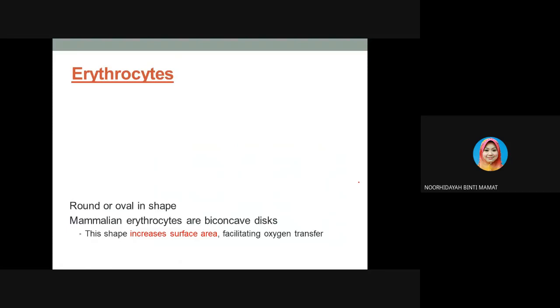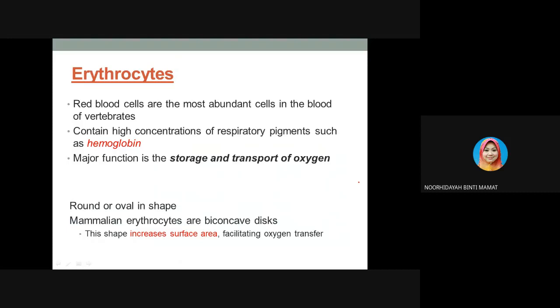So we move to the erythrocyte, which is red blood cells. The red blood cells are the most abundant cells in the blood of vertebrates. They contain high concentrations of respiratory pigments such as hemoglobin, and the major function of the erythrocyte is the storage and transport of oxygen. And the erythrocytes have evolved independently several times.